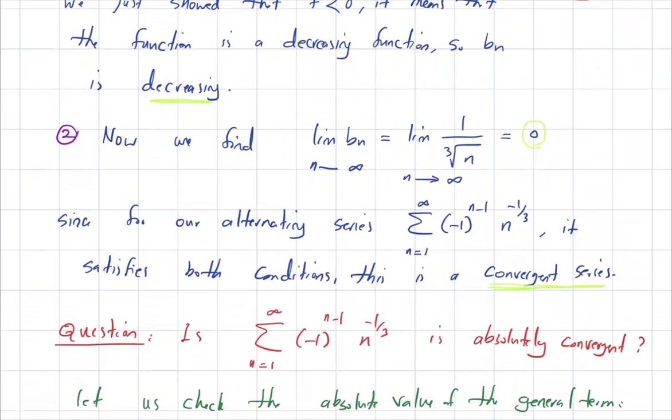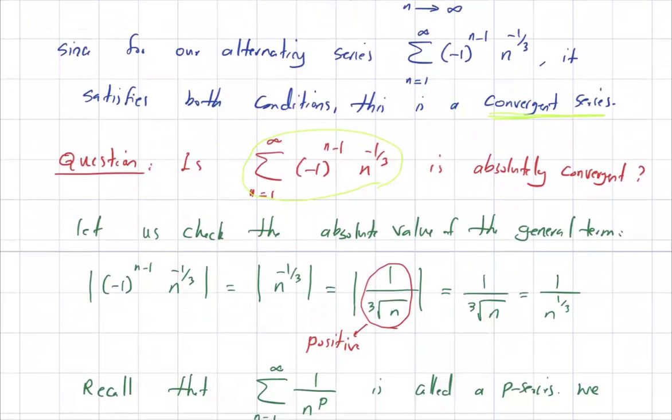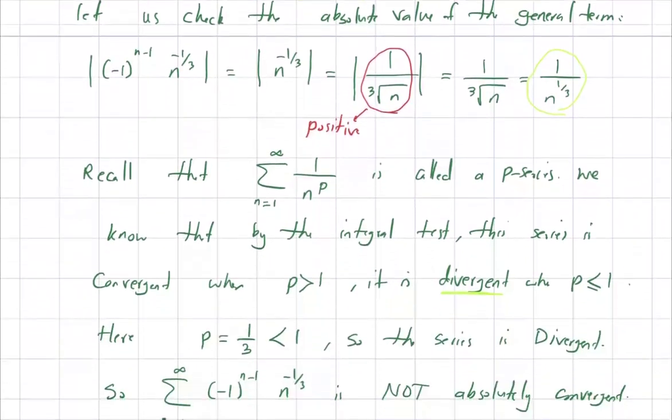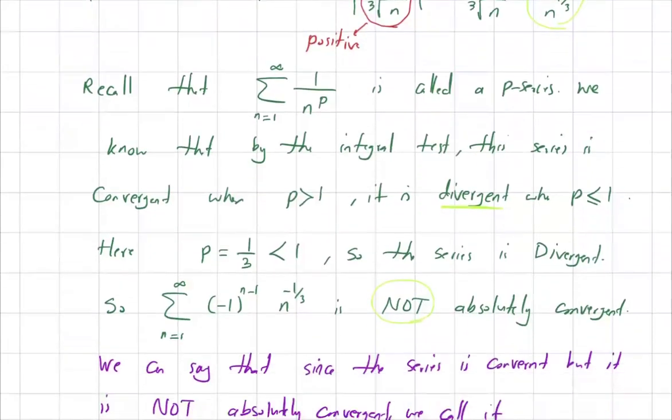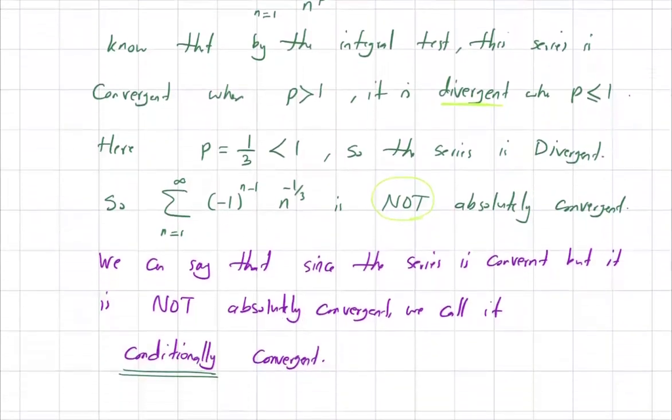The next question that we're having in mind is: is this series an absolutely convergent series? Well, if we take the absolute value of the general term, you end up with a p-series, which is indeed divergent. Since the absolute value is not convergent, it's not absolutely convergent. So since it's not absolutely convergent, but it is at the same time convergent, we can call it a conditionally convergent series.